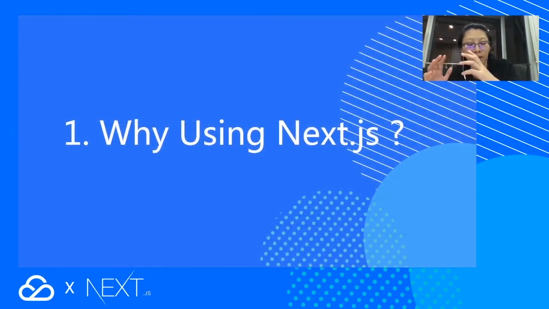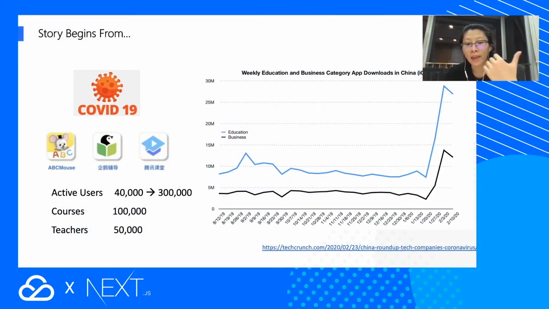And why are we using SSR? The story begins from the end of 2019. As we know, the coronavirus made the online education requirements rise rapidly, and all the Chinese students had to study at home. The online students rose from like 40,000 to 300,000. So we had about a 10 times increase during the first half year of 2020.